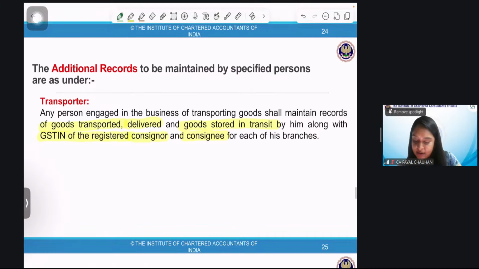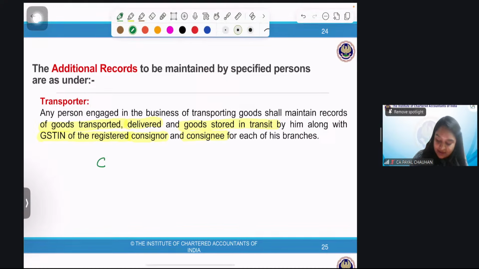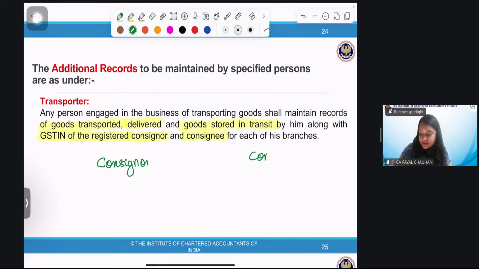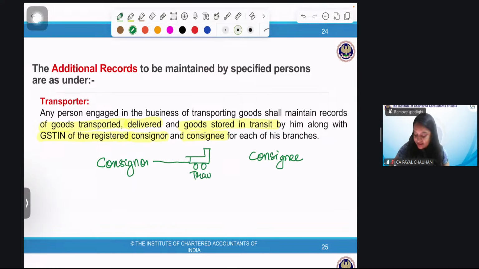Then we have the transporter. Okay, can I ask you one question? Today we are doing a summary recap of the complete GST only, right? Give me a right answer. There is a consignor and there is a consignee, and there is a transporter who is carrying the goods. Now tell me, how will I know that this transporter is regarded as a GTA?